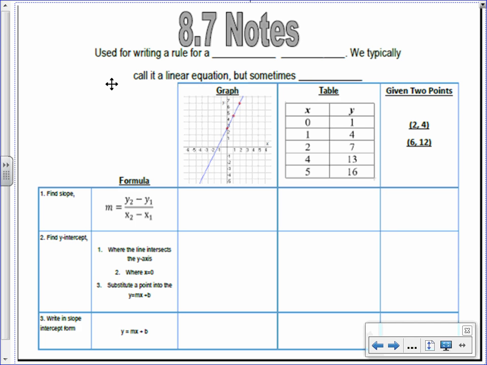You're going to use this when it's asking you to write a linear function. So if it's asking you to write a linear function or a linear rule, you're going to use this method. We typically call it a linear equation, but sometimes they may just ask for the rule. And they're just asking, how is the chart or the graph happening? That's why they call it a rule.